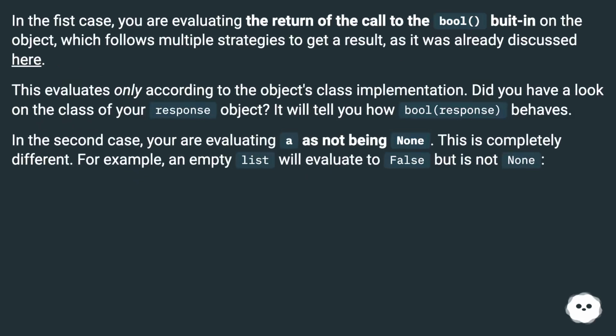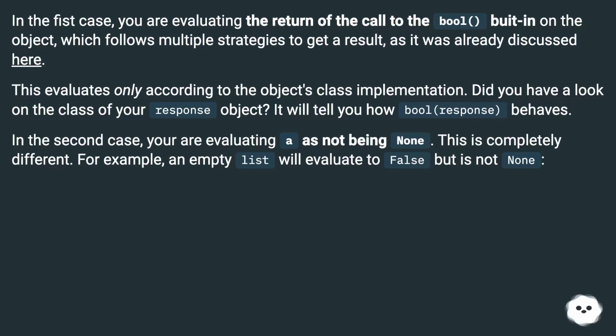In the first case, you are evaluating the return of the call to the bool built-in on the object, which follows multiple strategies to get a result, as it was already discussed here. This evaluates only according to the object's class implementation. Did you have a look at the class of your response object? It will tell you how bool of response behaves.